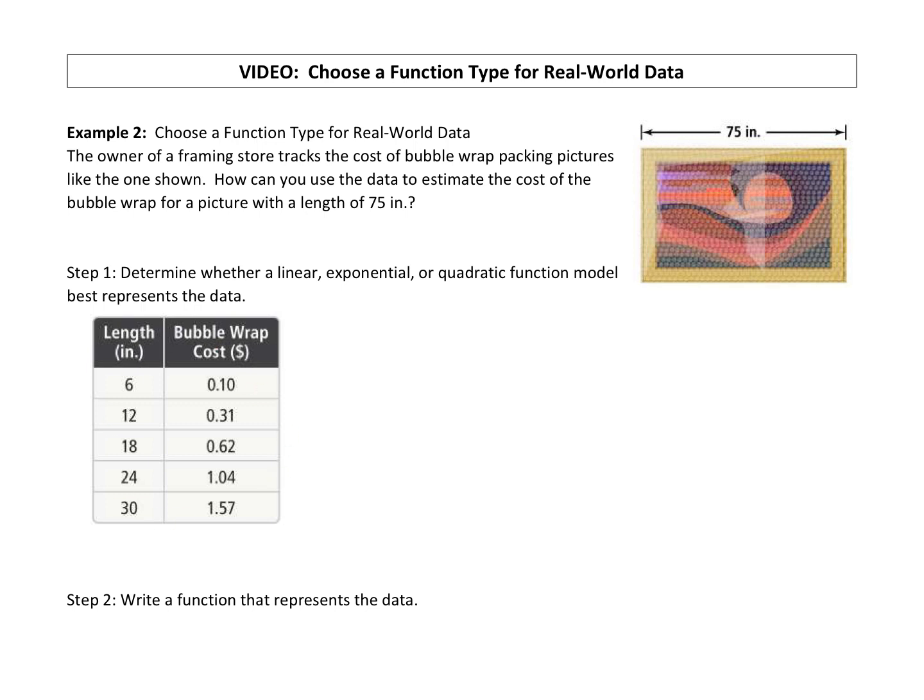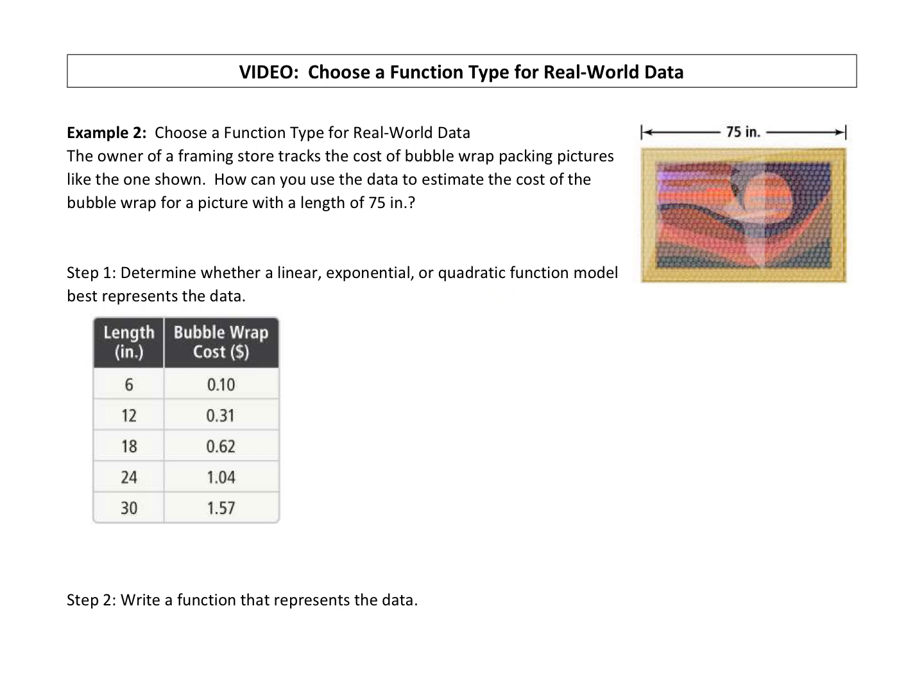We're going to come up with a function that models that, and then you can use the function, the model, to predict anything. We're going to try to estimate the cost of 75 inches because he does not have data for 75 inches, but he'll be able to predict what it will be. So our first step is to determine whether a linear, exponential, or quadratic function would best represent the data.